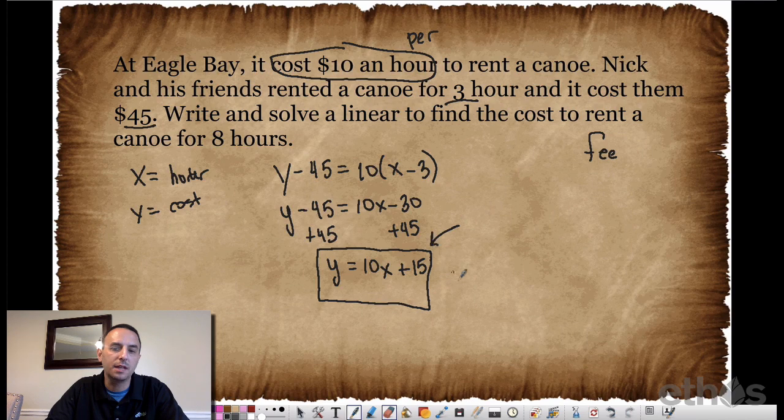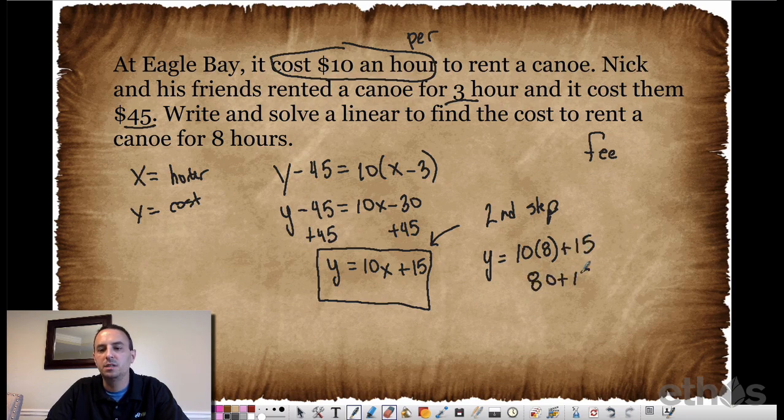Now that I know this, and I know x is hours, I can do step 2 for this kind of problem. I'm either looking for the fee, and now I've got that answer, or I'm looking to see how much it would cost if y is equal to another number. What's the cost? If I have 10 times 8 plus the rental fee, it would be 80 plus 15, which is equal to $95. It would cost them $95 for a total day to rent the canoe. I know my dollars are not wrong. Okay, that gives us the idea of what this might be like.